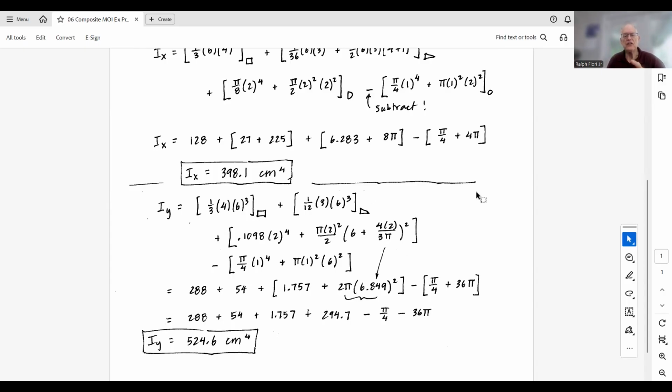So this illustrates how to use the parallel axis theorem for different shapes, different distances from the x and y axis, and also using the I base forms, and also how you subtract off a hole if a hole is present.